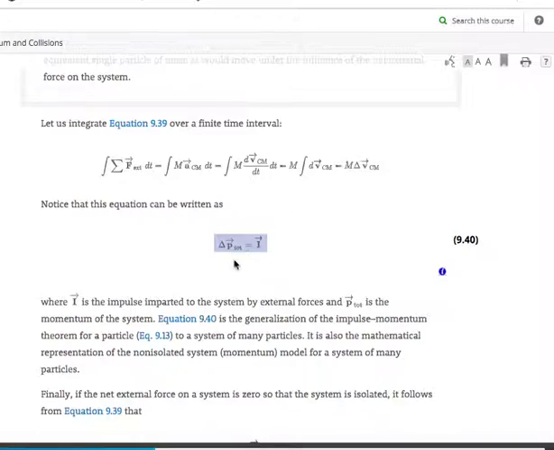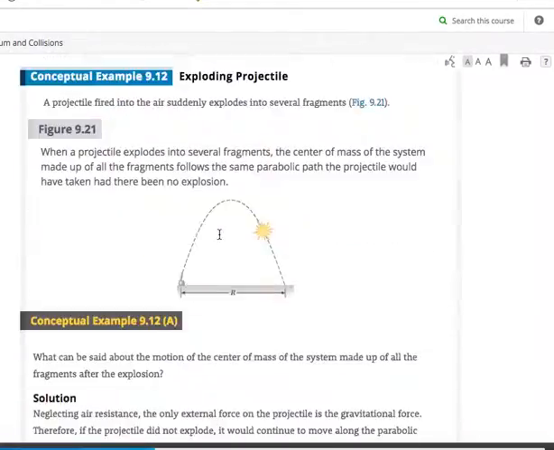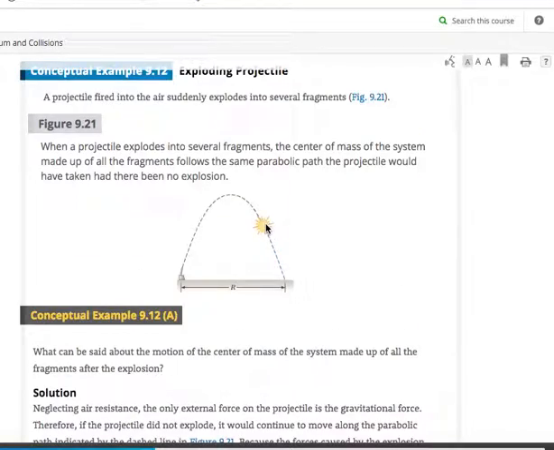So the total momentum is equal to the impulse. If a projectile exploded at this point, the total center of mass would still continue along the same path that it was continuing before. Even if it exploded and one piece went here, one piece went there, one piece went that way, and one piece went that way, the total momentum of the system, since there were no external forces acting on it, would still continue along this path.